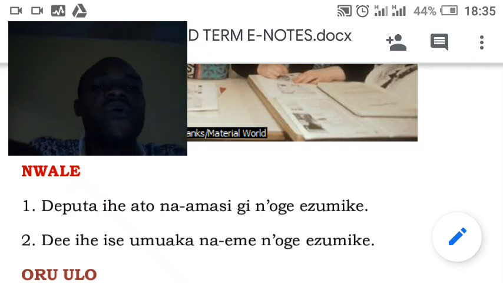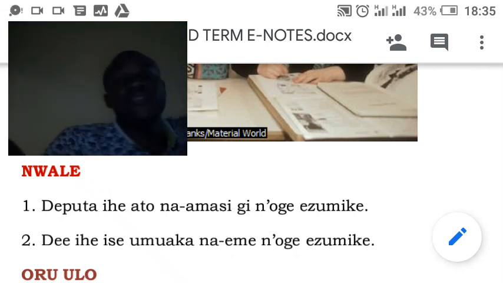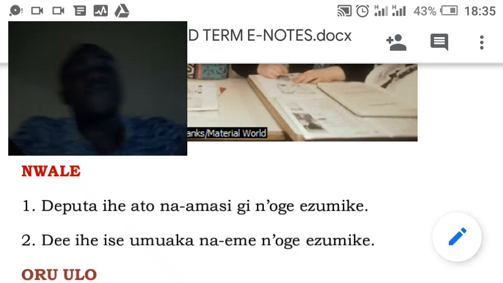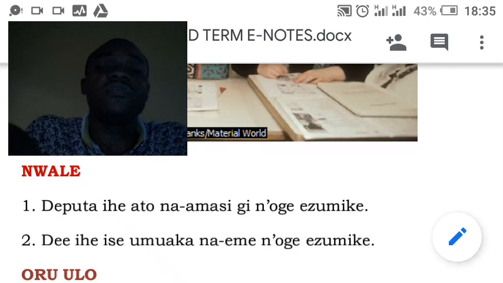Depụta ihe atọ na-amasị gị n'oge ezumike. Write down 3 things that you love doing during holiday period. 2. Dee ihe ise ụmụaka na-eme n'oge ezumike. Write down 3 things that the children do during holiday.